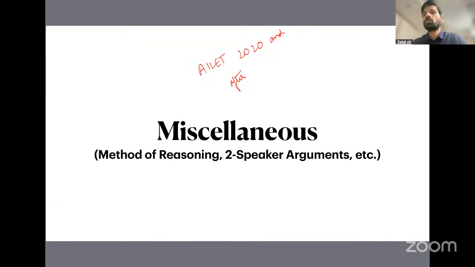Okay, so we are doing these questions because AILET tends to come up with some of the reasoning questions that do not fall neatly into the established categories of assumption, strengthen, weaken, statement assumption, strong, weak argument, right? But yes, they are a method of reasoning and two speaker arguments. This is also a method of reasoning question in a way. They are method of reasoning questions, and we have done method of reasoning in the classes, right? They are not very frequently asked, but yes, you may find a question here and there.